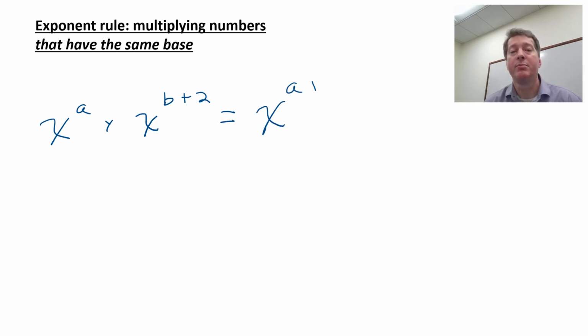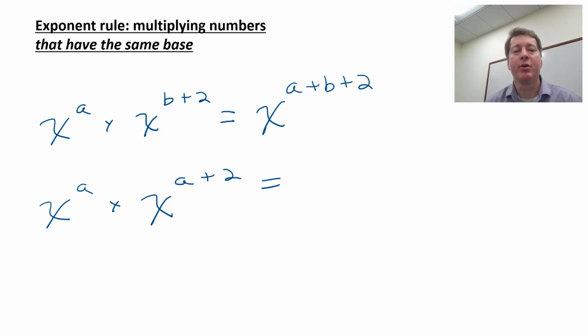Let's look at a little bit more complicated example. Suppose I had x to the a times x to the b plus 2. And I could put parentheses around that or not, it doesn't matter. But same rule applies, you add the exponent. So that is x to the a plus b plus 2. Suppose I had x to the a times x to the a plus 2. Well, a plus a is 2a, so this is x to the 2a plus 2.